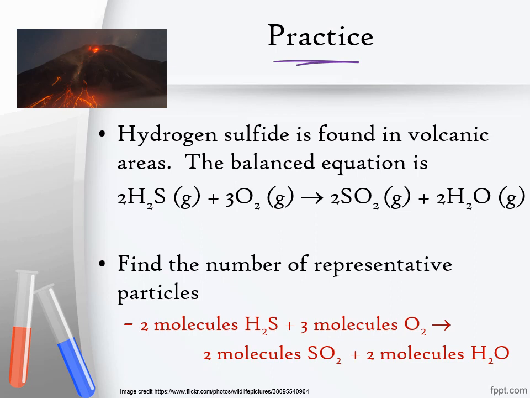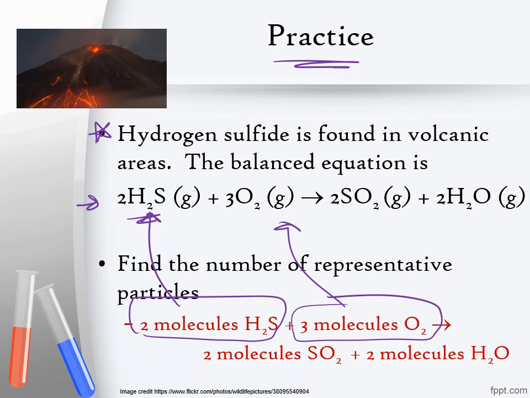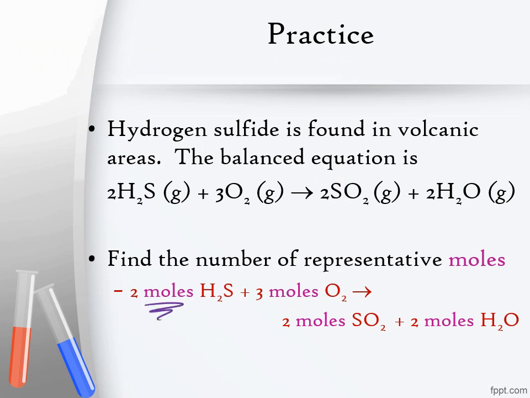So let's practice a little bit thinking about these balanced chemical equations. Hydrogen sulfide, or H2S, is found in volcanoes, which is kind of cool. And here's our balanced equation. This can tell me that 2 molecules of that hydrogen sulfide and 3 molecules of oxygen gas can react to make 2 molecules of SO2 and 2 molecules of H2O, because these balanced equations are showing me those coefficients. But I can also think about it in terms of moles.